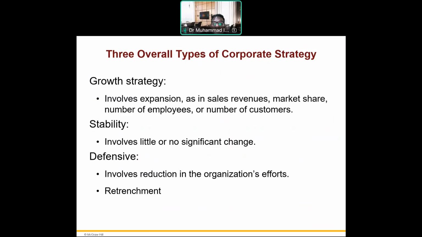Here is the worst condition: your business is not stable, it is declining. So what you should do involves a reduction in the organization's efforts. You will reduce, like a retrenchment.